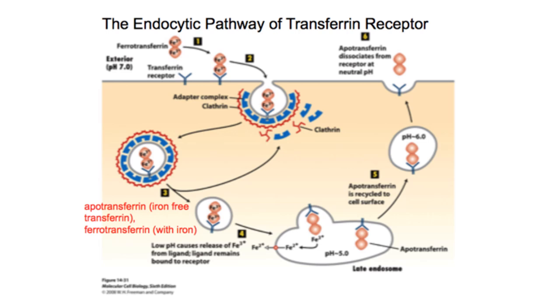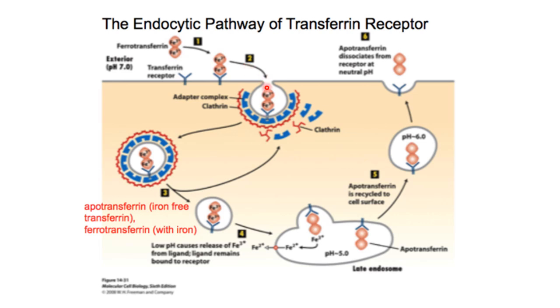Then before coming to the next question, I will tell you the endocytic pathway of transferrin receptor, or iron transport. So this is the exterior of the cell. The pH is neutral, pH 7. This is the interior of the cell. Now iron will bind to the transferrin. This is the transferrin. Transferrin will bind to its receptor on the outside of the plasma membrane. That is the transferrin receptor.